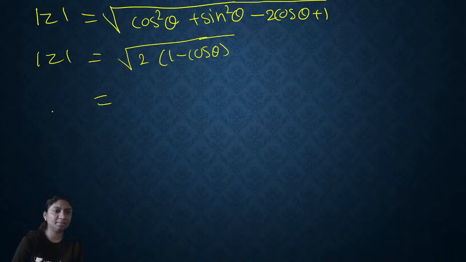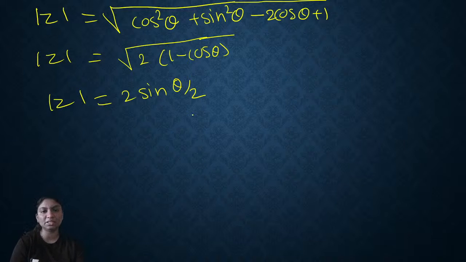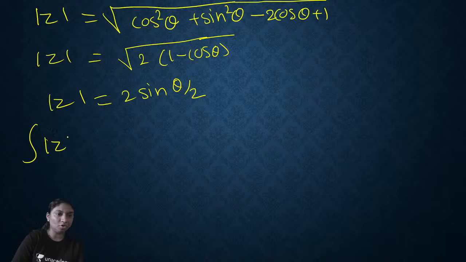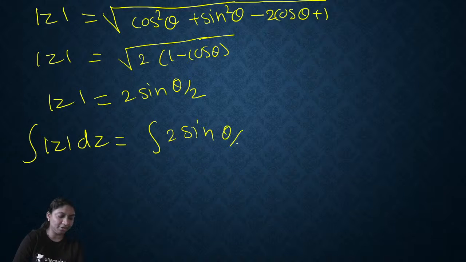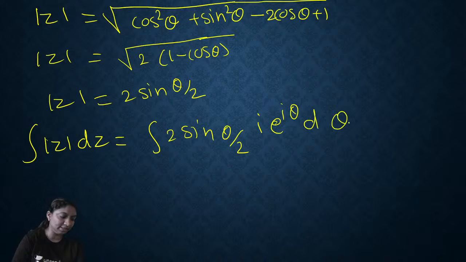So is it nothing but 1 minus cos 2 theta, it means 2 sin square theta. तो 2 sin square theta तो बाहर आ जाएगा, ये हो जाएगा 4 और 4 sin square theta का square root हो जाएगा 2 sin theta by 2. So mod z is equal to 2 sin theta by 2. So integral mod z dz is equal to integral 2 sin theta by 2 into dz है हमारा I e raised to I theta d theta, and theta is varying from 0 to 2 pi.